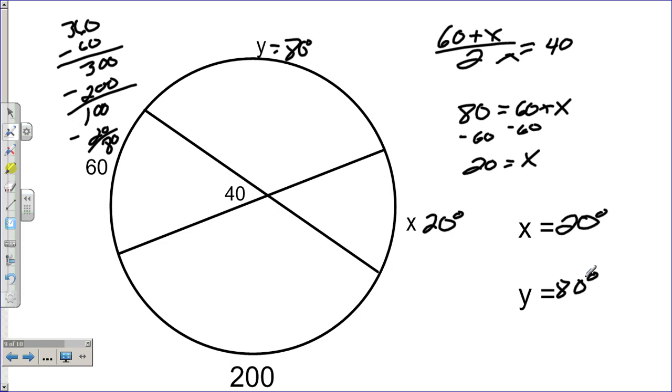So inside and outside angles in circles is pretty easy.